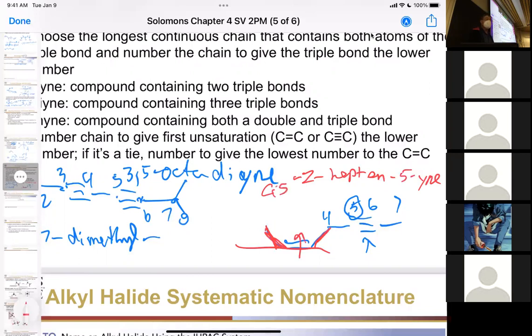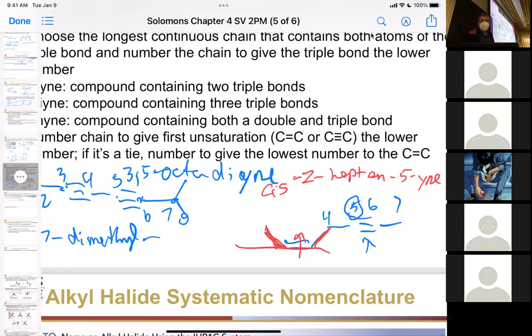So our full name is cis-2-heptene-5-yne. You know exactly where the alkyne is, exactly where the alkene is, exactly the configuration of the double bond. Precision. It's like a BMW. Precision. All right. Questions on alkenes, alkanes, and alkynes, and alcohols.